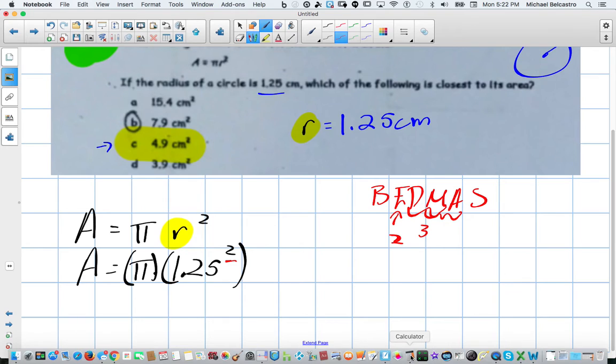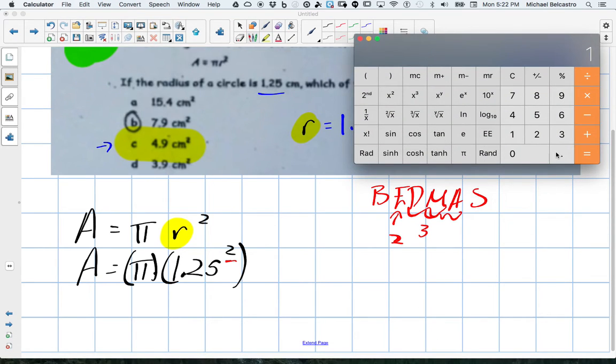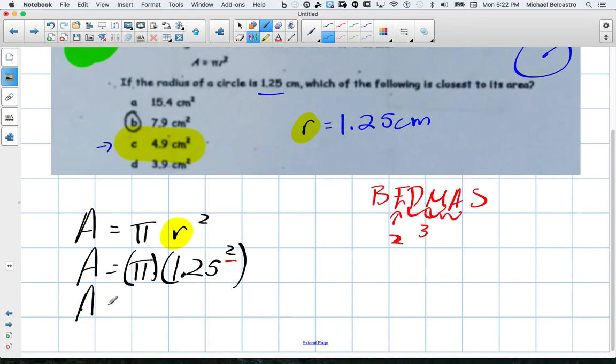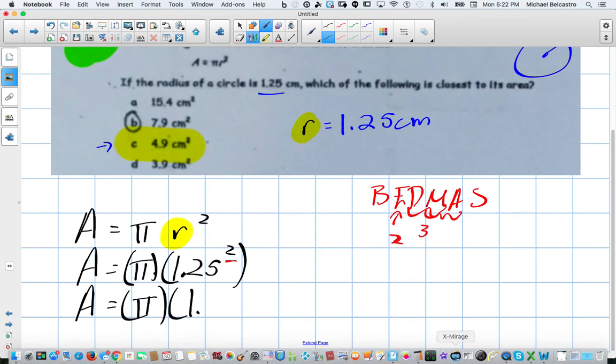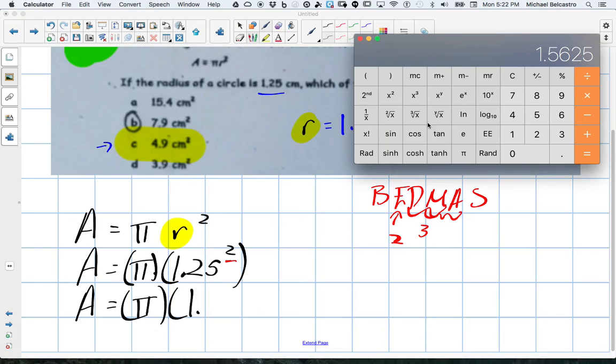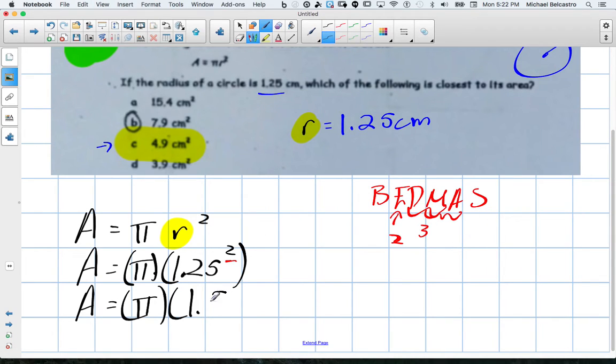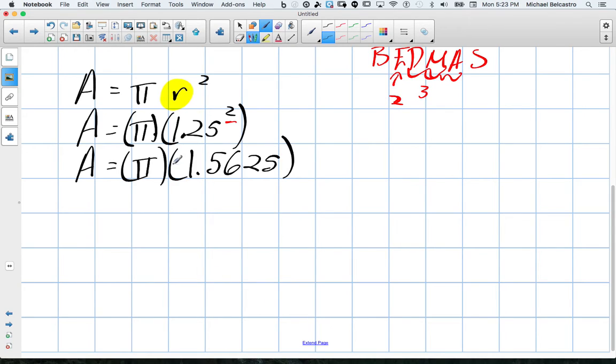So we'll bring up a calculator. 1.25 squared is 1.5625. Okay, so A is equal to pi times 1.5625. Yeah. Excellent. So we still have one operation.